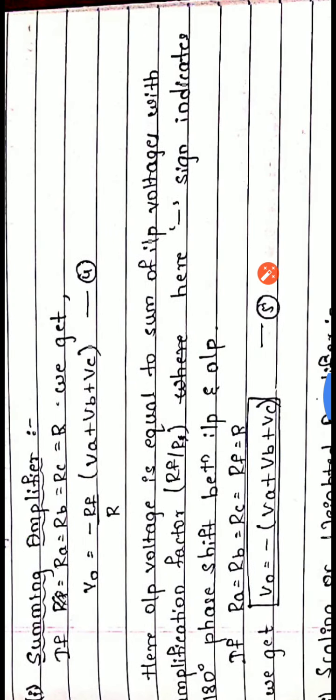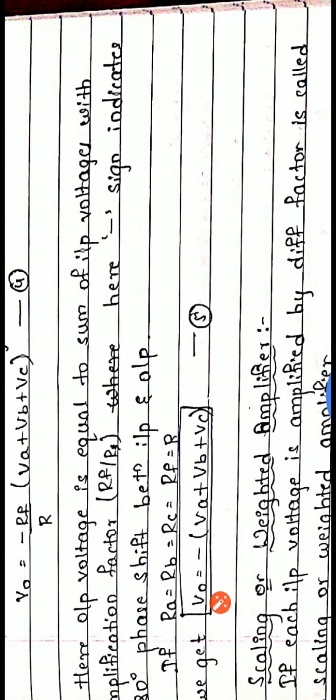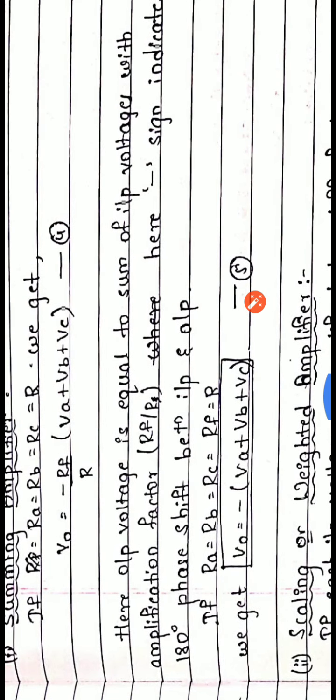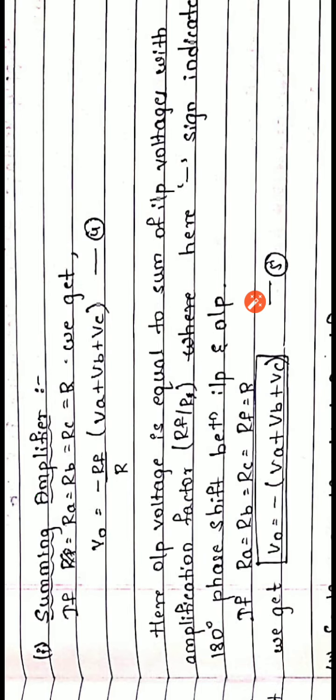Now if RF is also equal to R, then V0 equals minus of VA plus VB plus VC. This negative sign indicates that there is a 180 degree phase shift between the input and output. So this is nothing but the summing of the inputs at the output side, because VA plus VB plus VC is nothing but addition here.